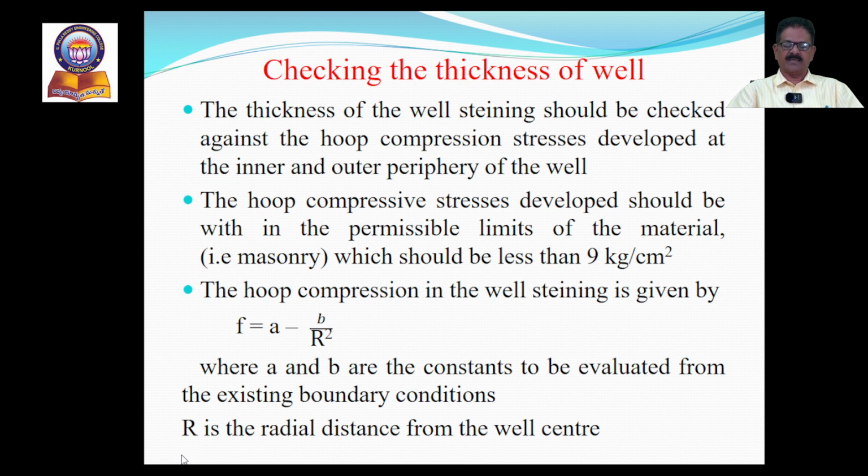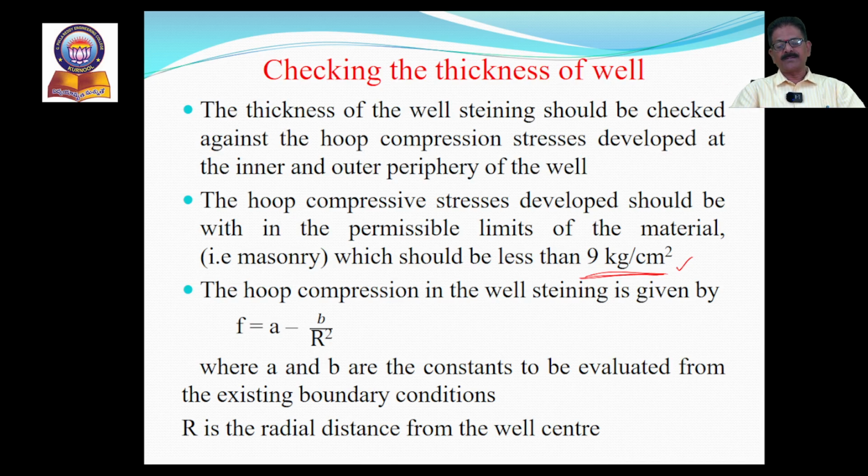The hoop compressive stresses developed should be within the permissible limits of the material, that is masonry in this case, which should be less than 9 kg per centimeter square. This is the permissible value of the hoop compression for masonry. The material is masonry, the nature of the stress is compressive only, and its maximum permissible value is 9 kg per centimeter square. So for whatever thickness we assumed for the well steining, the hoop stress developed should be less than this value. That's what we are going to check now.